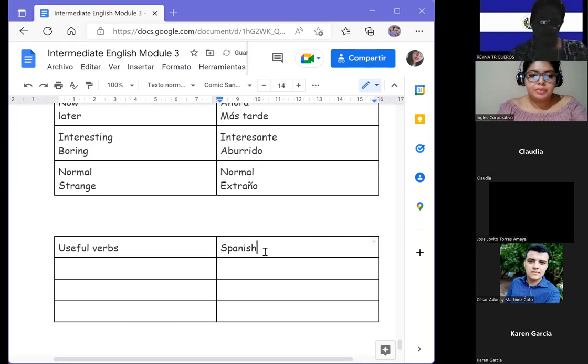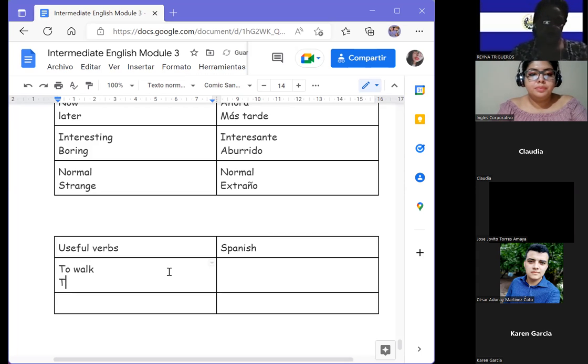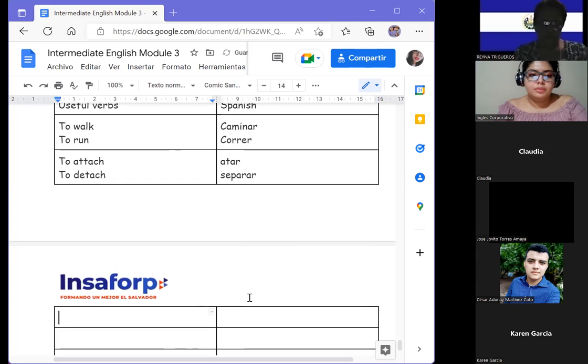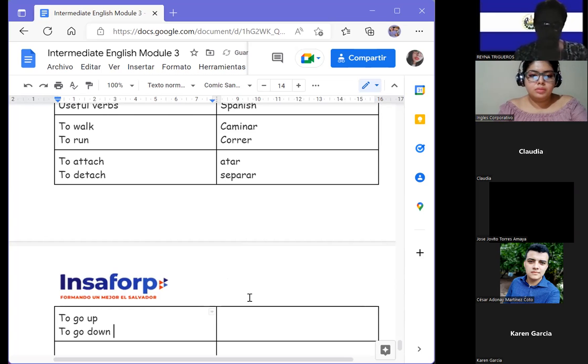And we have here Spanish. But the first one we have is to walk, and the opposite is to run. Caminar, correr. Then we have to attach, to detach. This means atar y separar. To go up and to go down. In this case, we can say subir o montar. And the next one is bajar.